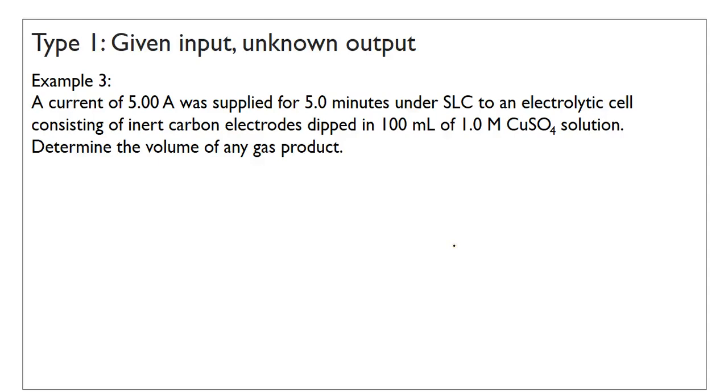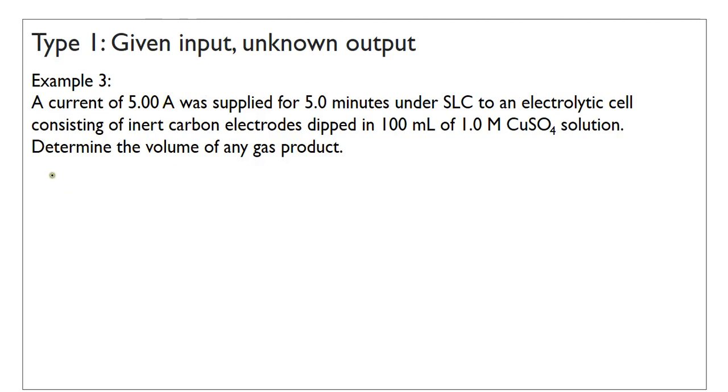So moving on to example 3. Examples 3 and 4 are probably more sophisticated, more difficult types of questions, still giving you the input. So you're given information on the current and the time, and you need to work out the amount of product. So let's look at example 3.